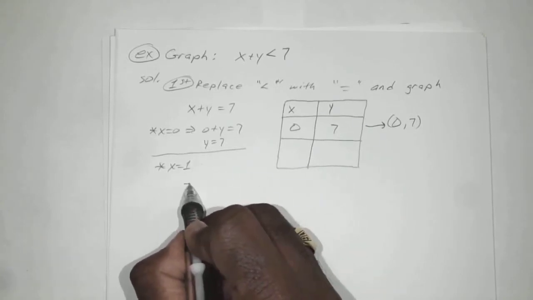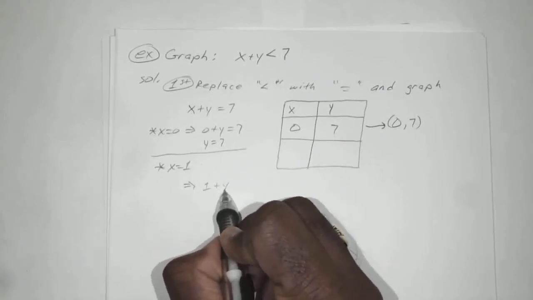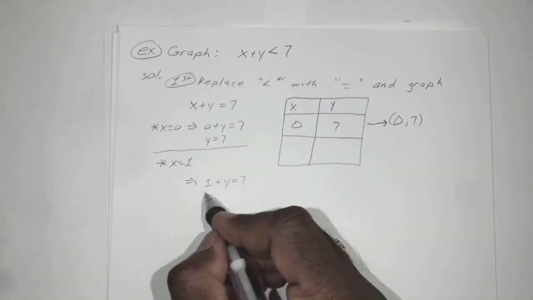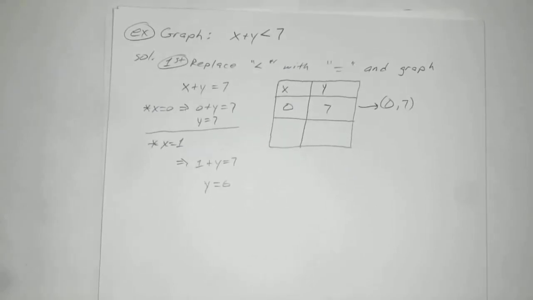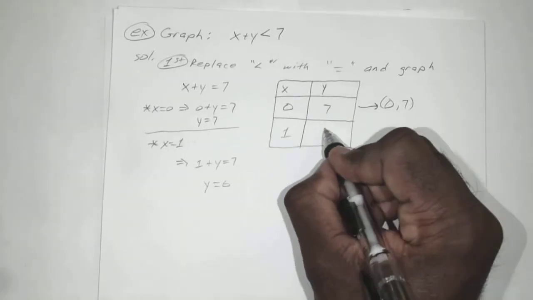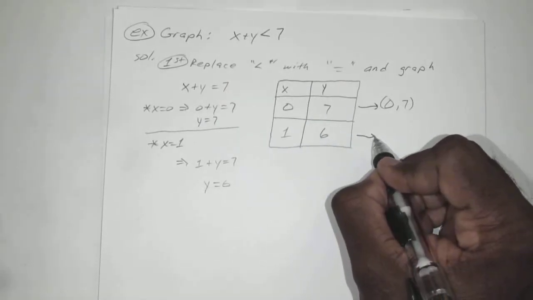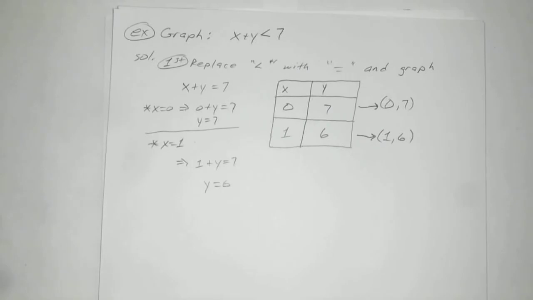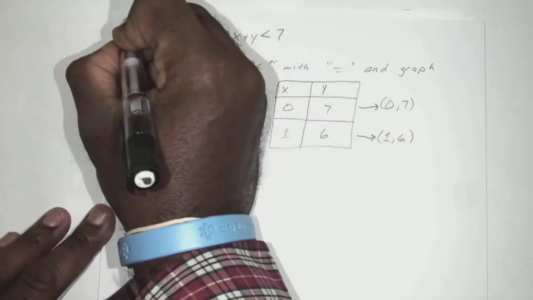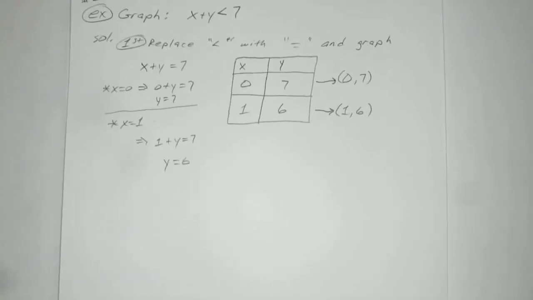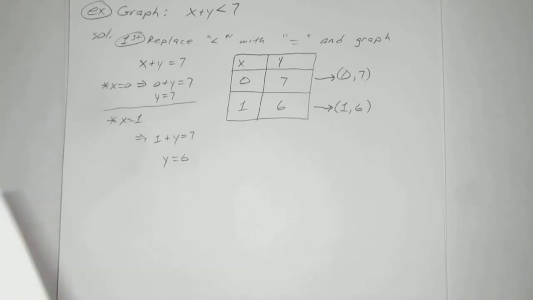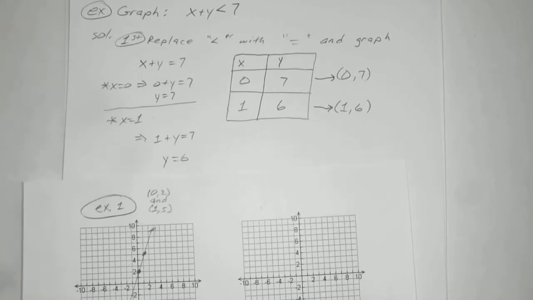Okay, so that's going to give you 1 plus y equals 7. Subtract 1 from both sides. It's just y equals 6. Okay, so when x equals 1, y is equal to 6. Gives you the ordered pair 1, 6. And actually, we'll call this example number 2 because we're going to put it on the graphing sheet. Move that up a little bit, and we'll call this example 2.